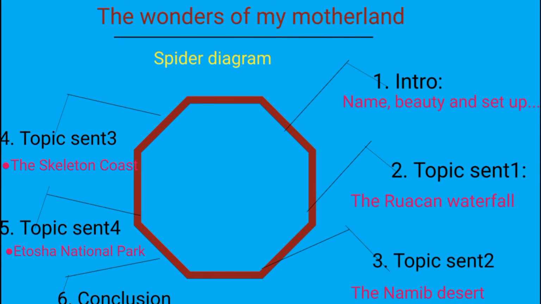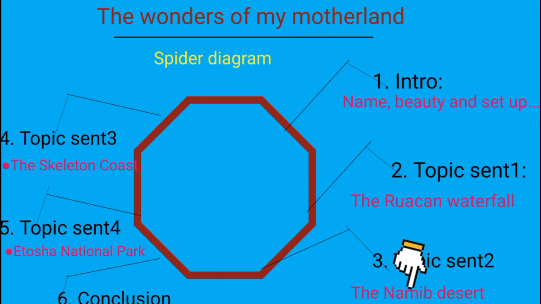For instance, I can start with the Rakana waterfalls. Here I'll tell you where to find the Rakana waterfalls, how it looks like, is it beautiful, what happens there. You see, I have now mastered how to write a descriptive essay, because in this paragraph, I am only going to talk about one main idea. Then I'll move on to the next topic sentence where I can talk about the next wonder, that is the Namibian or the Namib Desert.